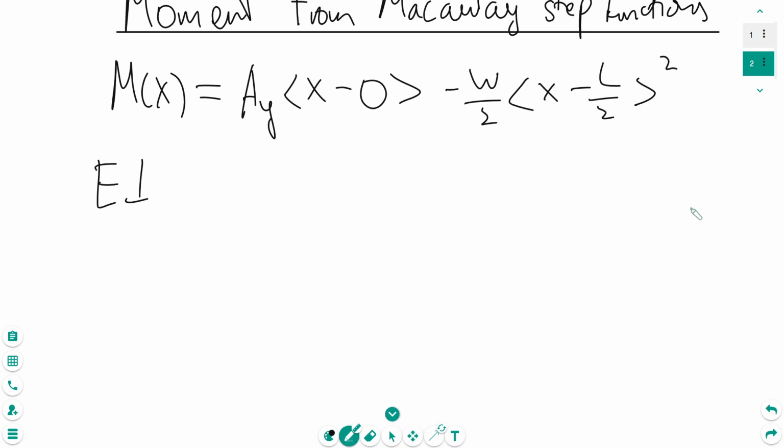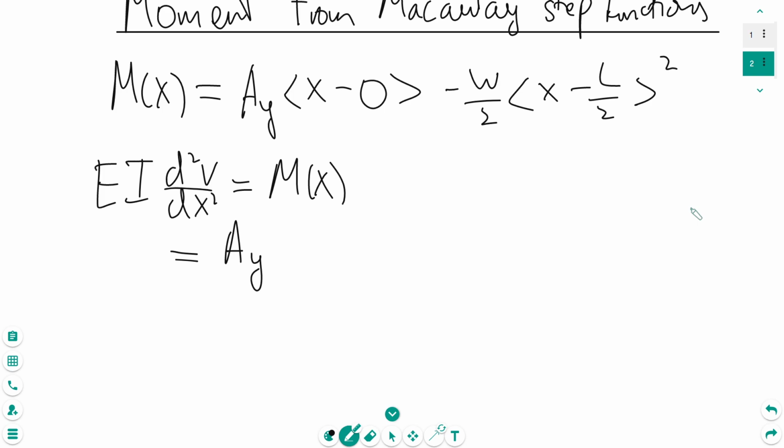We can then plug these into the discontinuity equations, which is that the second derivative of v with respect to x is equal to the moment at x, the moment at any point x. So we can write this as AY, where the x minus 0 becomes simply x, minus W over 2 times x minus L over 2 squared.